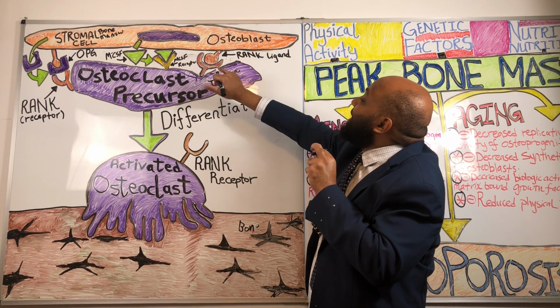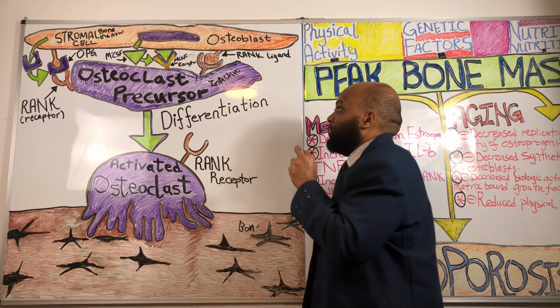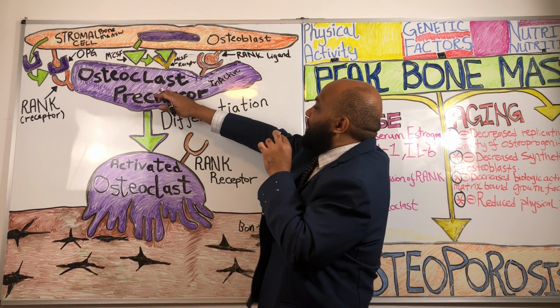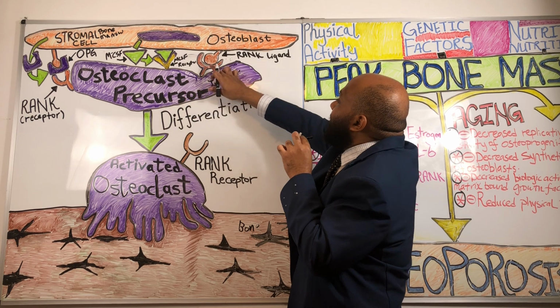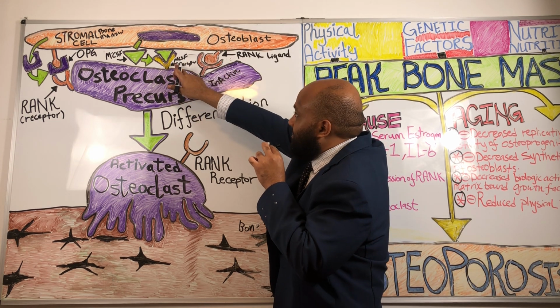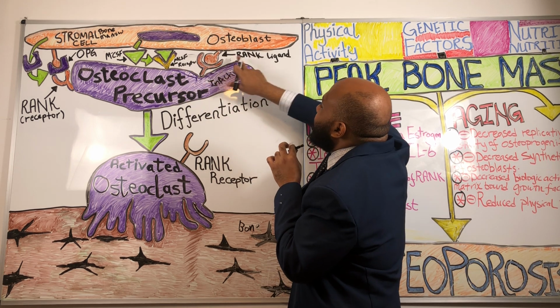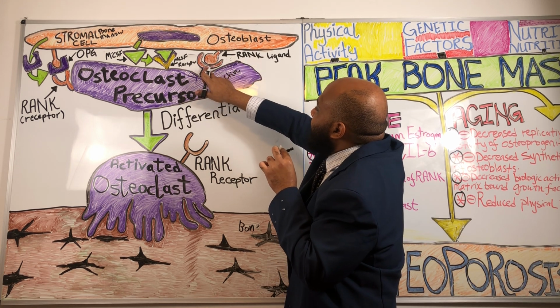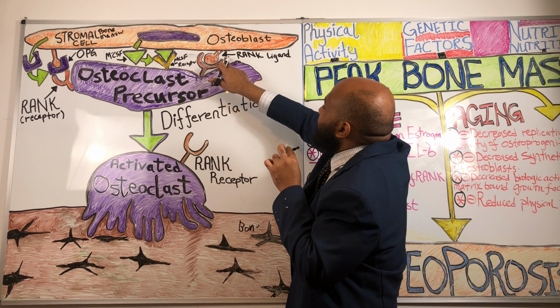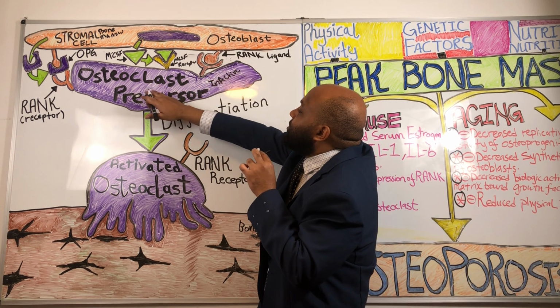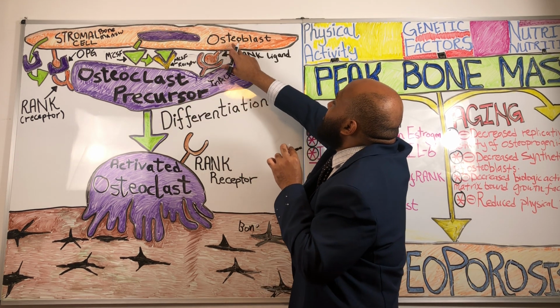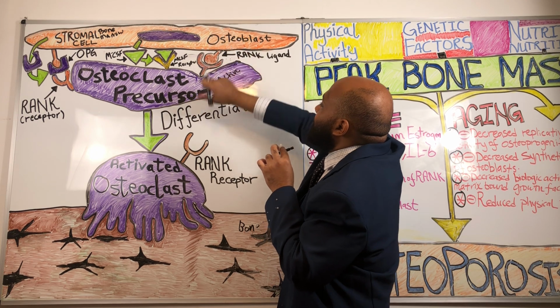The osteoblast has another receptor on the surface of the osteoclast inactive precursor cell. But that receptor is not a monocyte colony stimulating factor receptor. It is a RANK receptor, known as the RANK receptor. So we have a RANK receptor on the surface of the osteoclast precursor cell, and we have a RANK ligand that is secreted by the osteoblast.